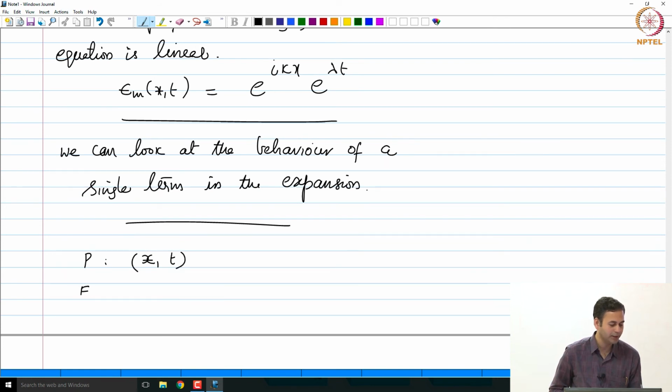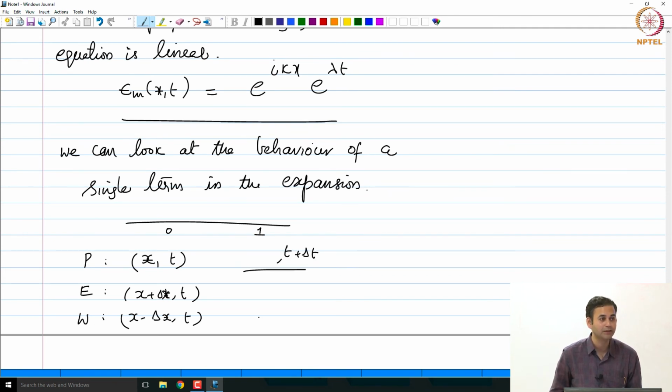What would be the east cell? It will be x plus delta x comma t, and west would be x minus delta x comma t. If it were at time level 1, you would also get, in addition, t plus delta t, right. These are all at value 0. If it were at 1, you would get the corresponding t plus delta t, all these things, correct. That is all we have. We have looked at the solution.